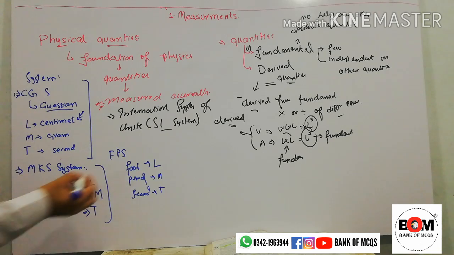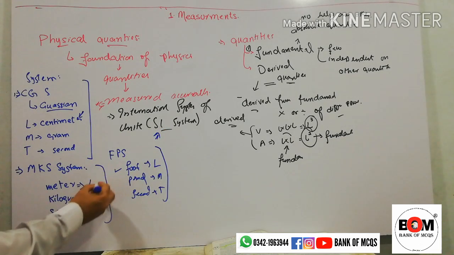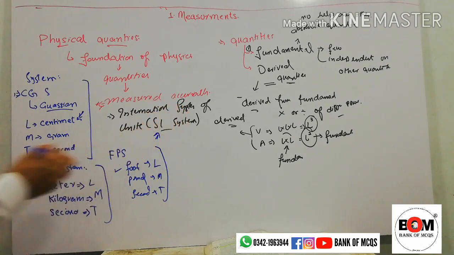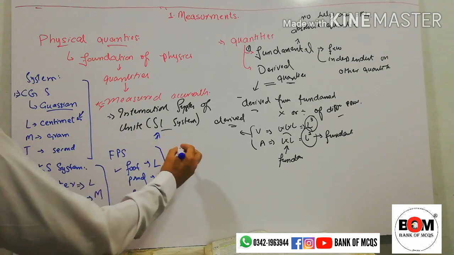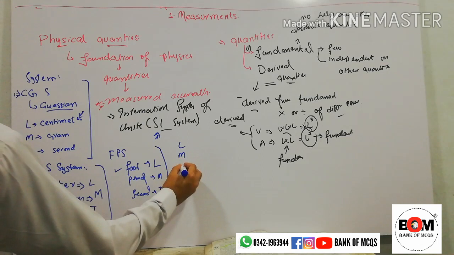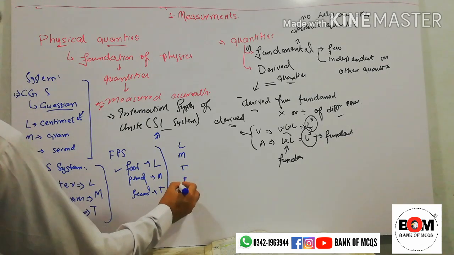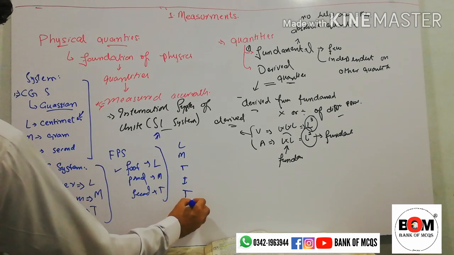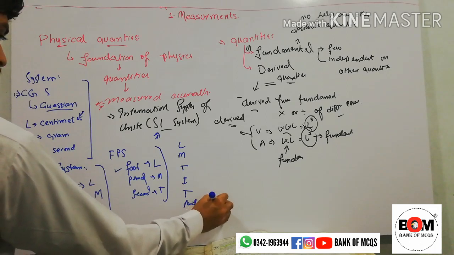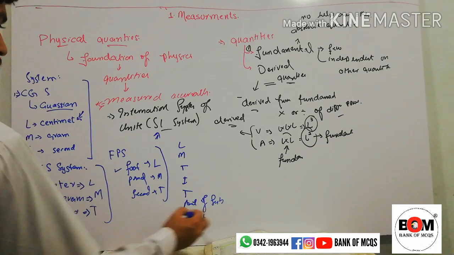So the fourth system is called System International. Instead of these three quantities, length, mass, and time, it provides us the unit for 7 physical quantities. Those 7 physical quantities are length, mass, time, and electric current or I. Next is temperature, amount of substance, and the next is luminous intensity.